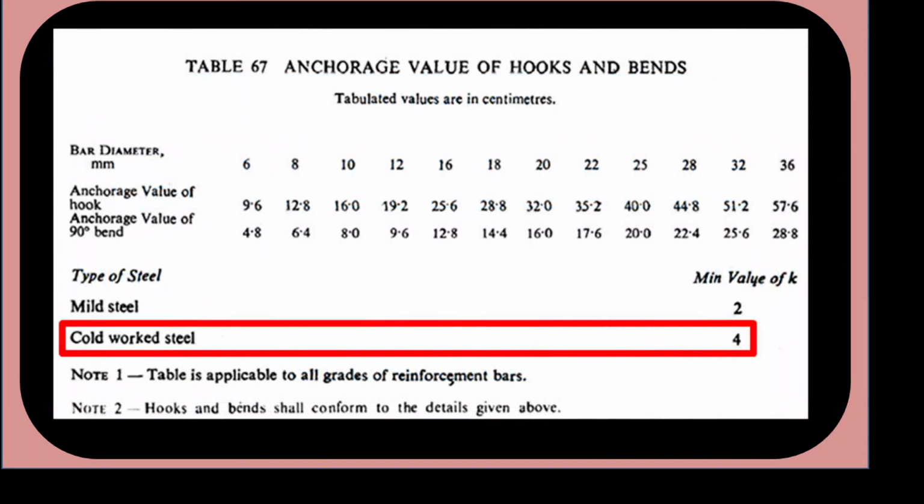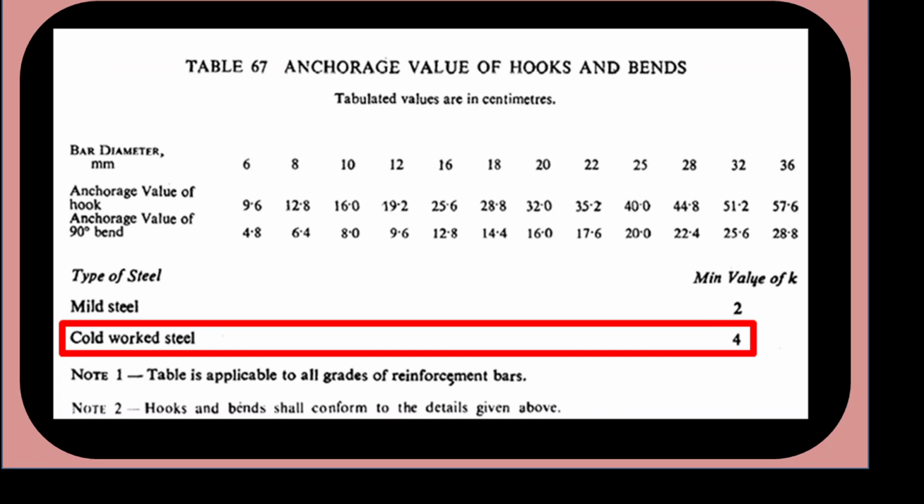Table 67. Anchorage value of hooks and bends. Here we are interested in bends only. Tabulated anchorage values are in centimeter. When the diameter is 6, it is 4.8 centimeter, that is 48 millimeter. That means 6 into 8. When it is 8, it is 6.4, that is 64 millimeter. That's 8 into 8, 64. In this way, if we multiply the diameter with 8, then we will get the anchorage value in millimeter.